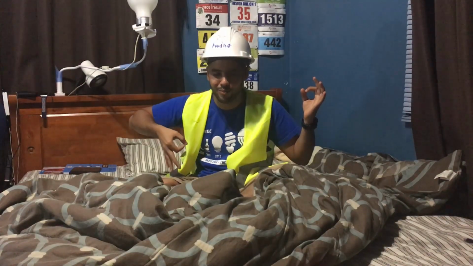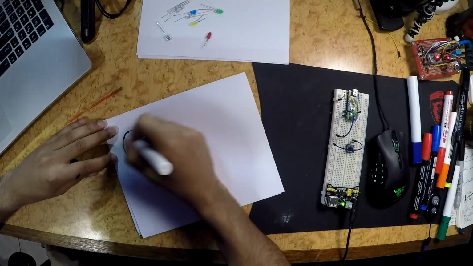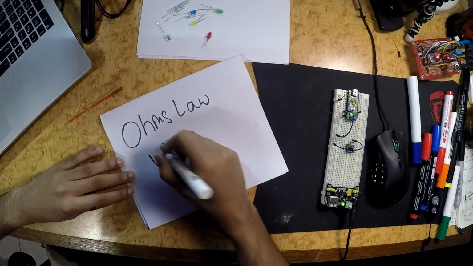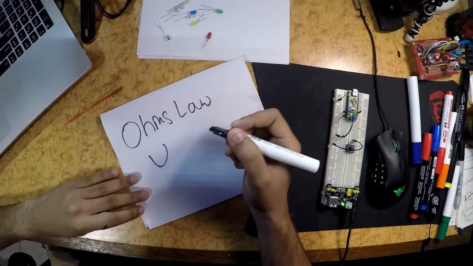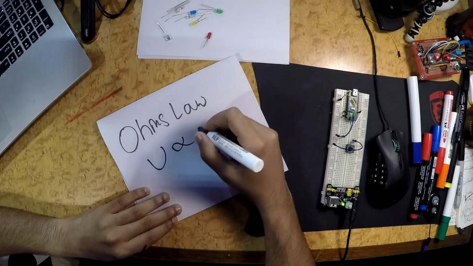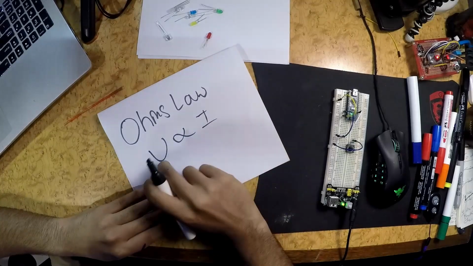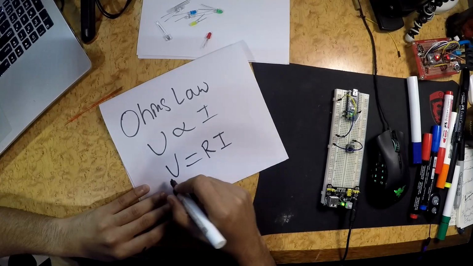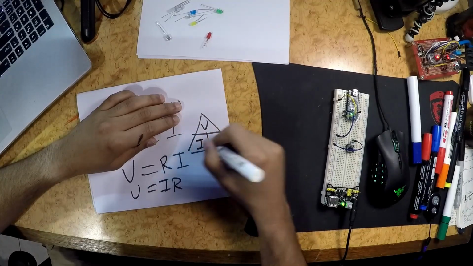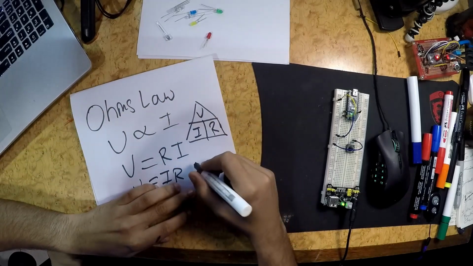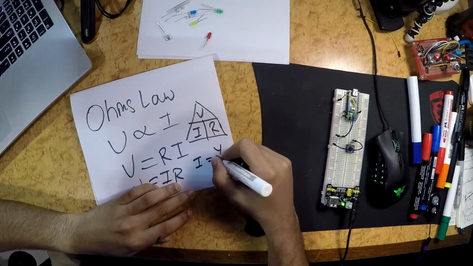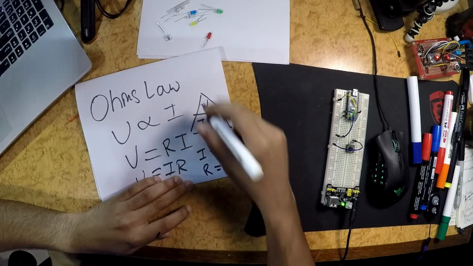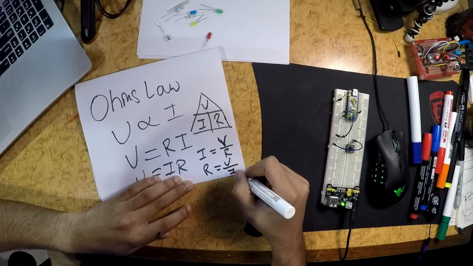So Ohm's law basically states that V, what's the symbol for proportional? Is proportional to I, right? Voltage is proportional to current, and they're related by a constant, which is the resistance. That's why you get V, I, R. So if you want to find the current, it's going to be V on R. If you want to find the resistance, it's going to be V on I.